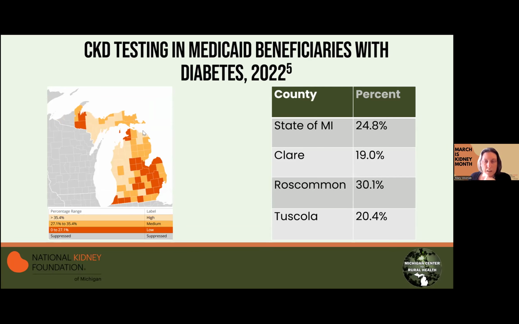Hopefully you all are familiar with the NCQA quality measure. This looks at kidney disease testing for people with diabetes. So in the Medicaid population, about a quarter of those with diabetes in 2022 were tested with an eGFR and a UACR. That's the 2 tests that go into that component. And then it was somewhat lower in Clare County and Tuscola County compared to the state average.